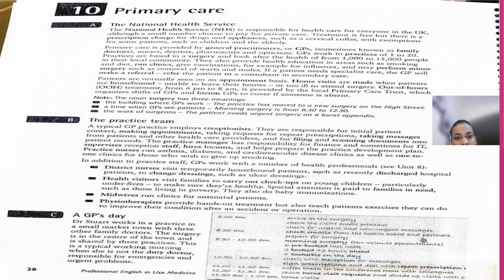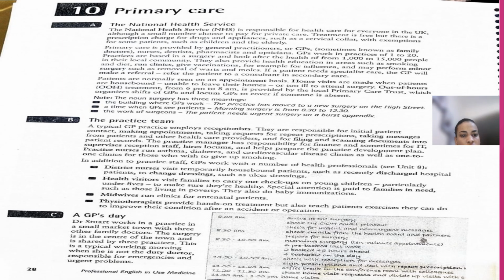Patients are normally seen on an appointment basis. Home visits are made when patients are housebound, unable to leave their homes, or too ill to attend surgery. Out of hours (OOH) treatment from 6 p.m. to 8 a.m. is provided by the local primary care trust, which organizes chief of GPs and local GPs to cover if someone is absent.